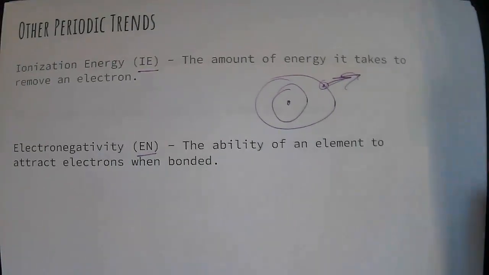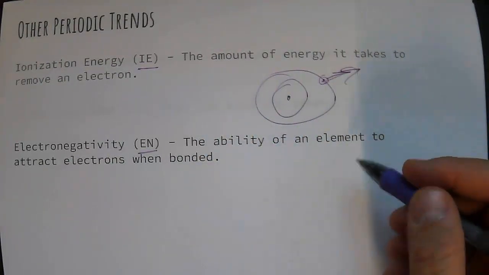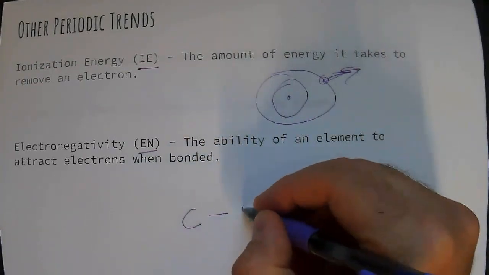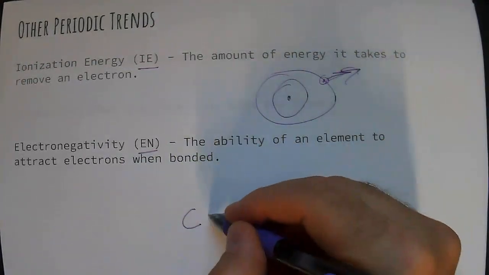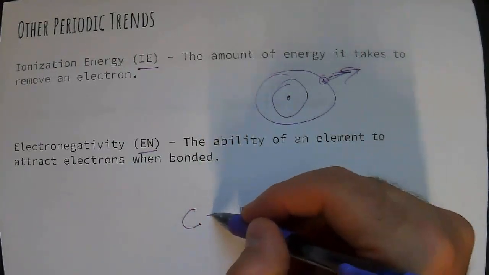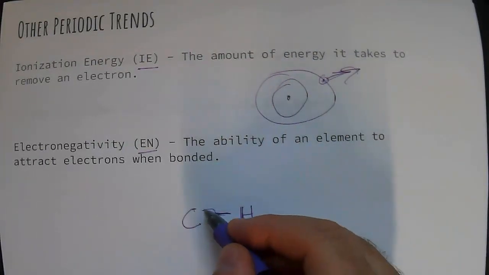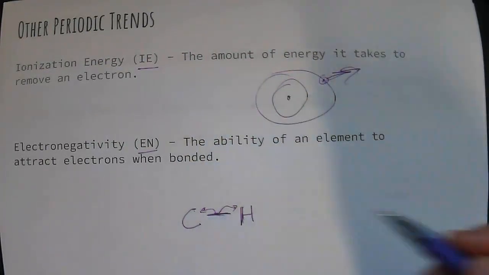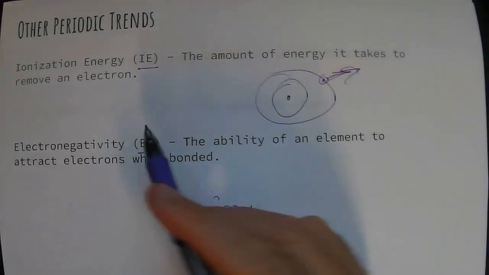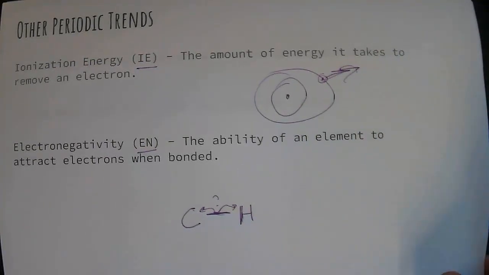And then electronegativity is kind of the opposite of that, and it's the ability of an element to attract electrons when bonded. So if we have a carbon atom bonded to a hydrogen atom, these two atoms are kind of fighting over the electrons in this bond. Are they going to be attracted to carbon more, or to hydrogen more? Who knows? But it's a tug of war, and electronegativity tells you who is going to be winning that tug of war for those electrons.